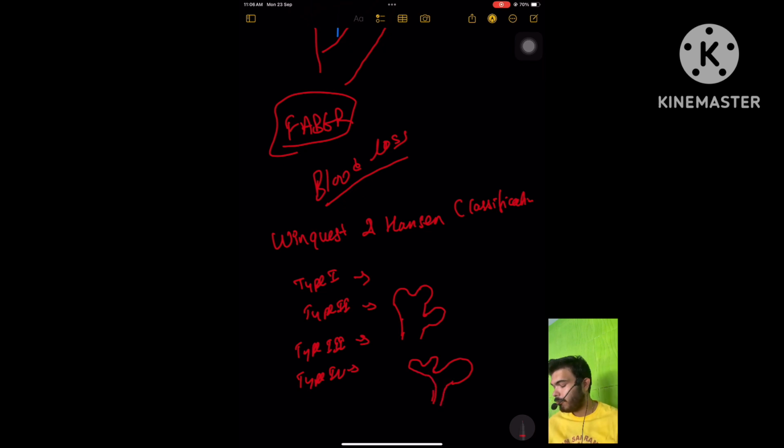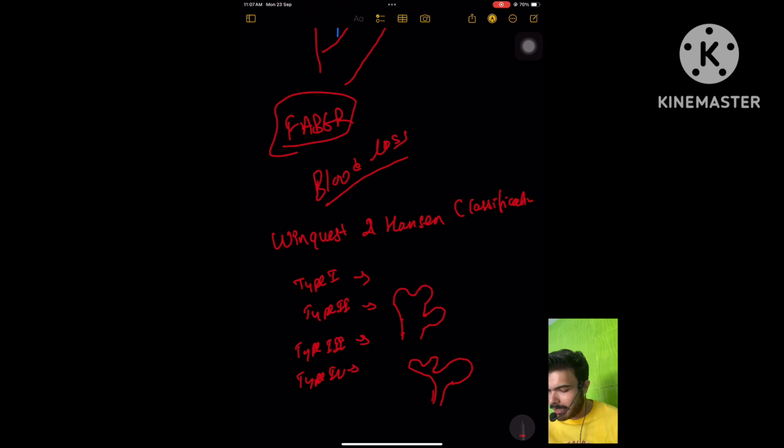So understand this type 2 and type 3. Type 2 is much more in continuity with the cortex, that means much more in conjunction with the cortex, right? Type 3 is far apart. It is not actually kissing the cortex, if you can understand in this way. But you need to say more than 50% contact with the cortex, not the word kissing, okay? More than 50% contact with the cortex is actually type 2, okay?